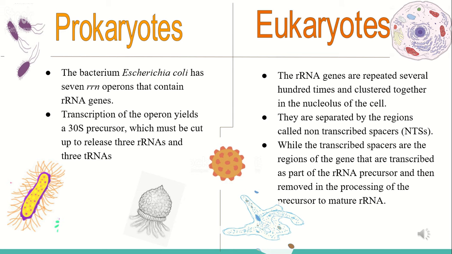They are separated by regions called non-transcribed spaces (NTS), while the transcribed spaces are the regions of the genes that are transcribed as part of the rRNA precursor and then removed in the processing of the precursor to mature rRNA.